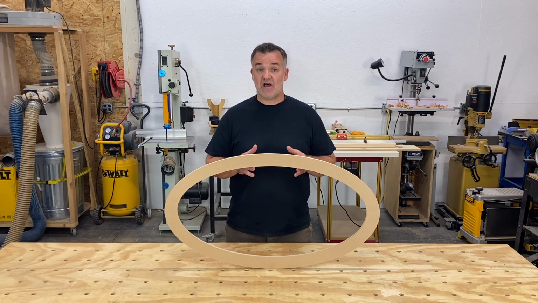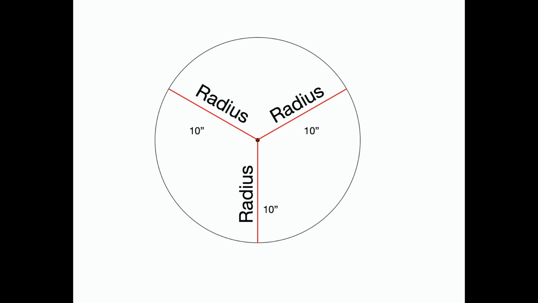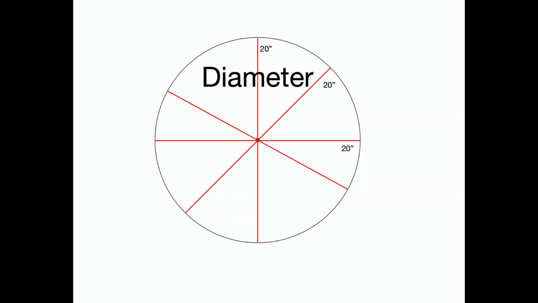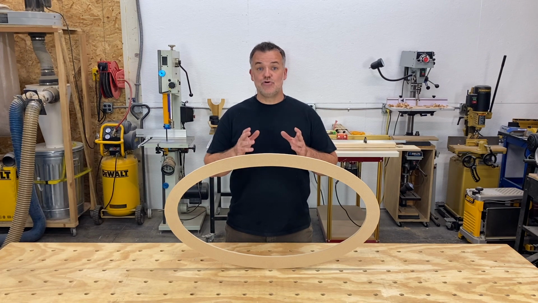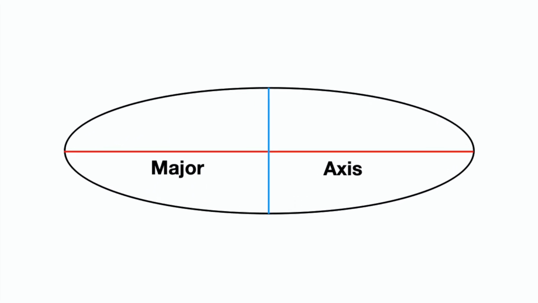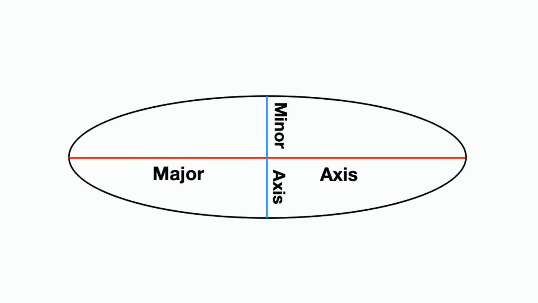In a circle, you have a center focal point, and the distance from that point to anywhere on the surface is the same length. We call this the radius. A line that goes through the center of the circle is called the diameter, and the diameter is always the same length in a circle. An ellipse has two diameters with two different lengths. The longest diameter is called the major axis, and the smallest diameter is called the minor axis.